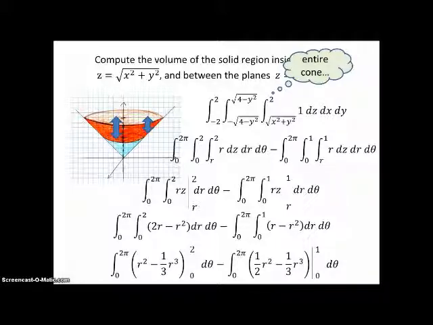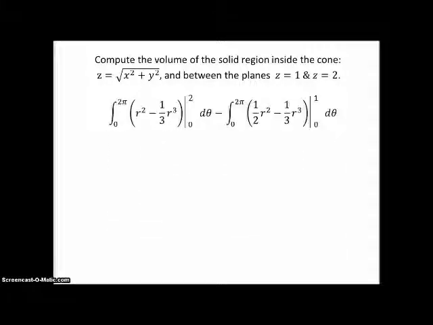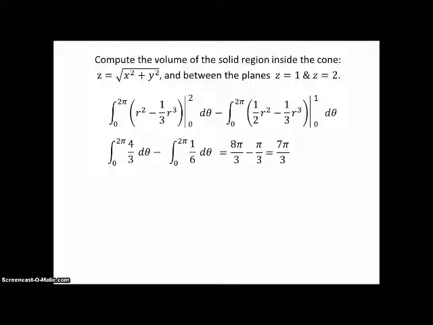And I'm running out of room, so let's clear the board a little bit. Move that up to the top. Substitute 0 to 2 and 0 to 1. And then finally integrating with respect to theta, we get 7 pi over 3.